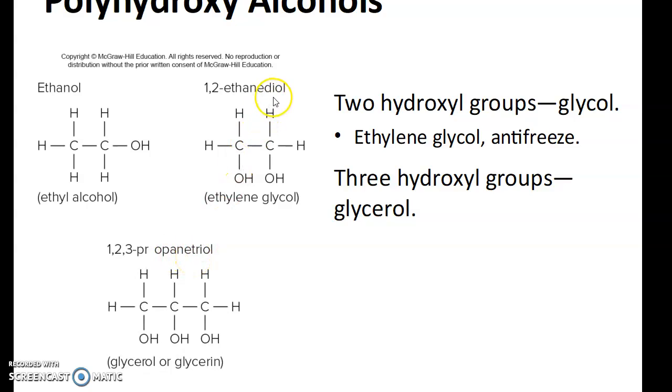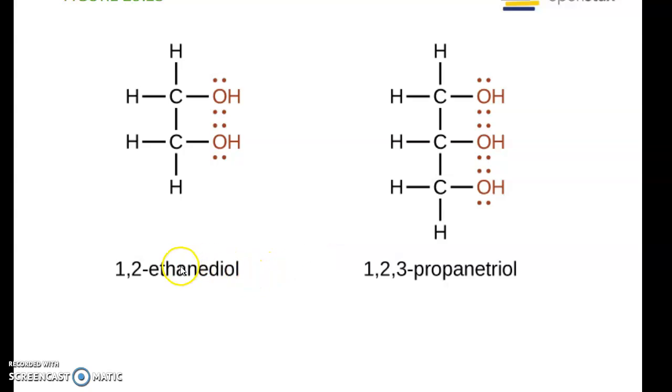You see the diol in here. So the glycol is a common name. This is the official chemical name in both cases. And there's no space here. So this is 1,2-ethane diol. This is 1,2,3-propane triol.